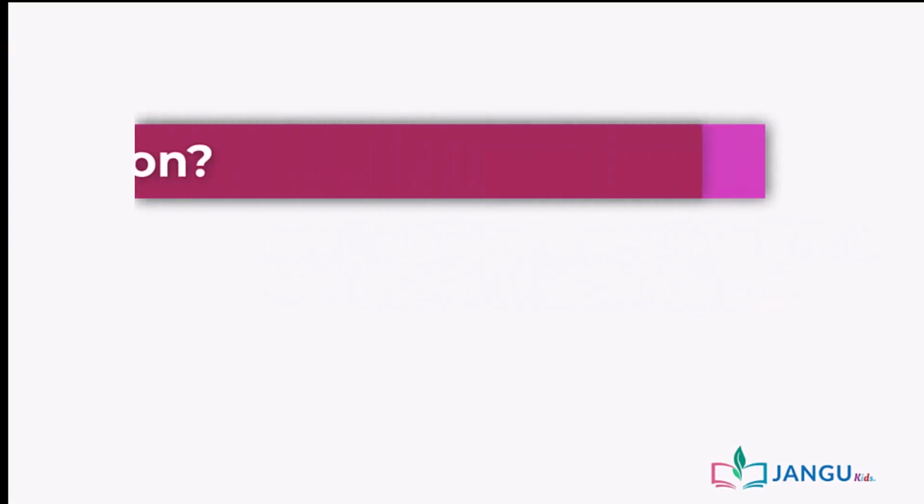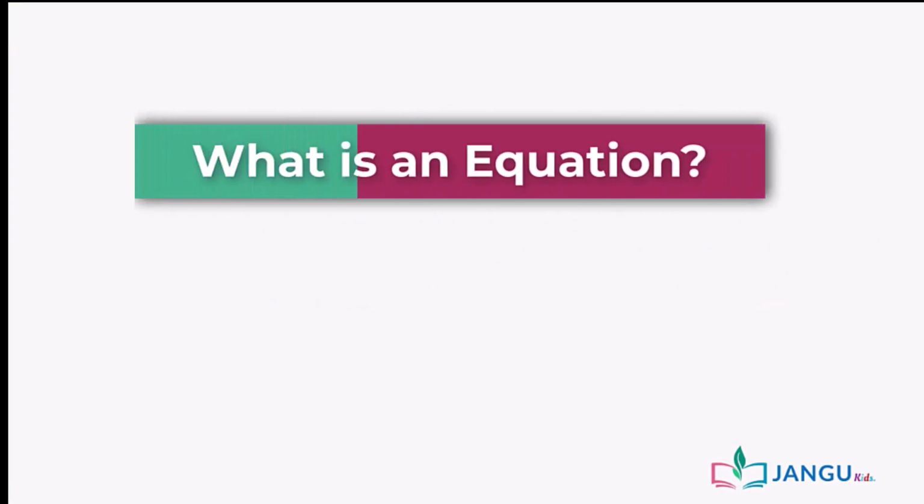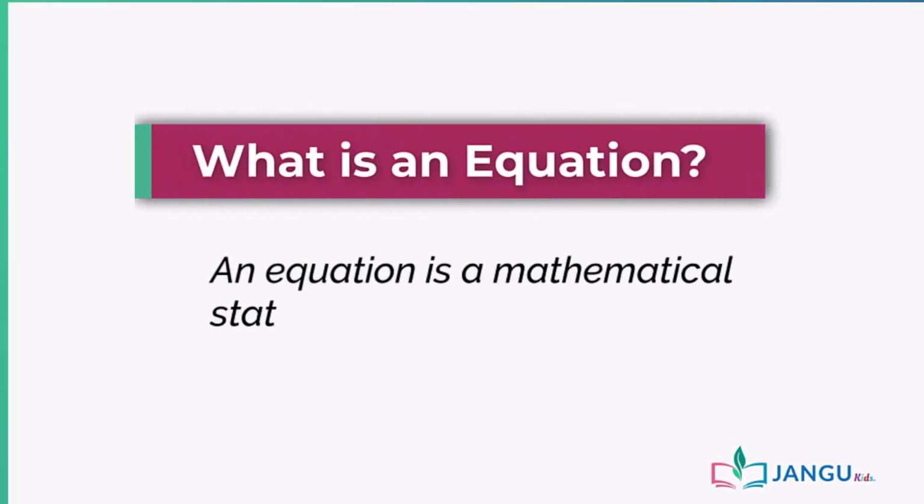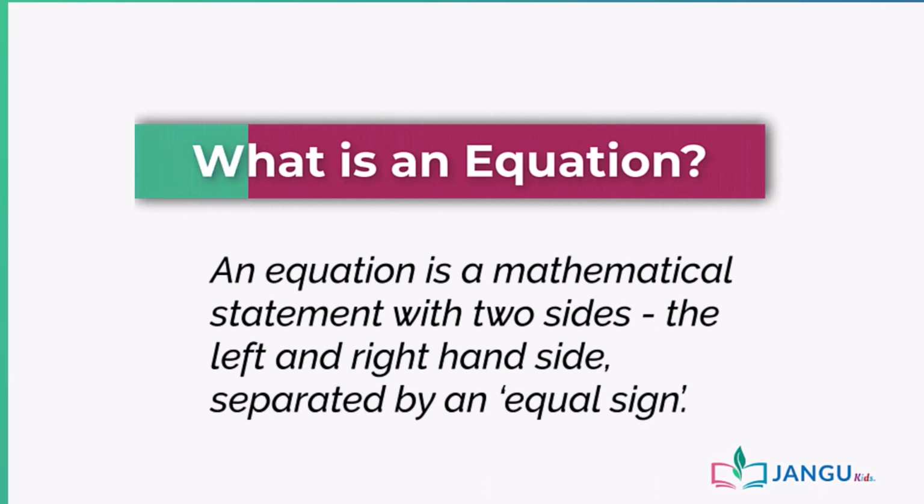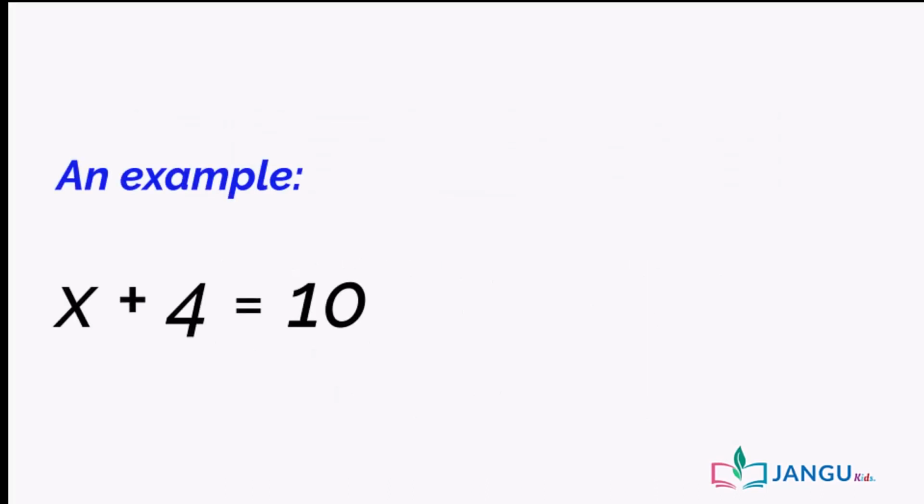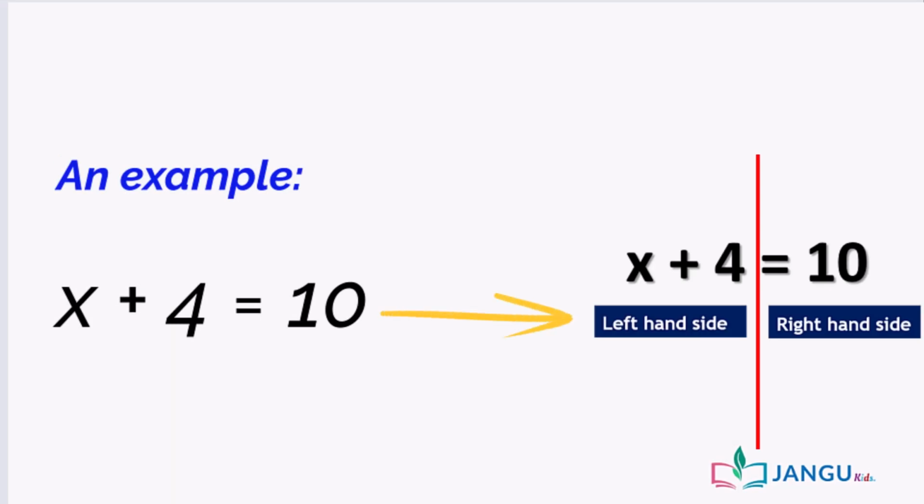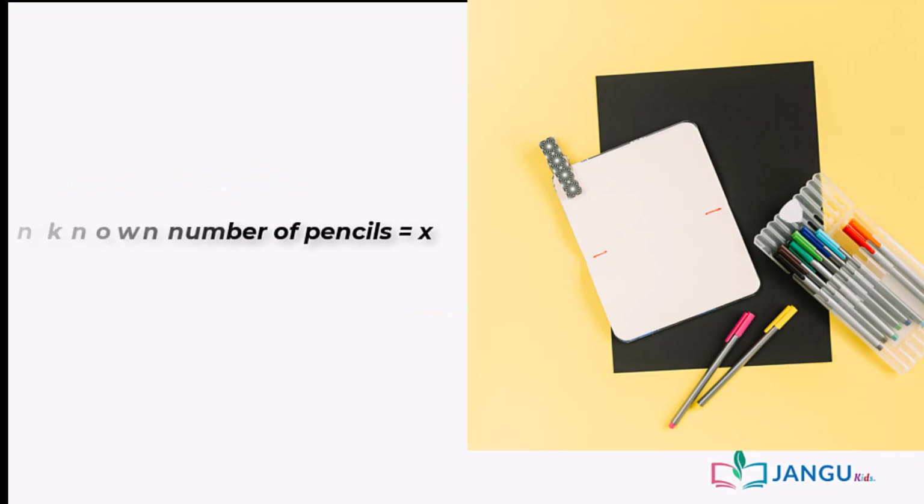First, let's define an equation. An equation is a mathematical statement with 2 sides, the left and right-hand side separated by an equal sign. An example is x plus 4 equals 10. Now, back to our pencil in a pack scenario. Let's give the unknown number of pencils in the pack a value, say, x. You can choose any letter of the alphabet from A to Z to represent an unknown value.